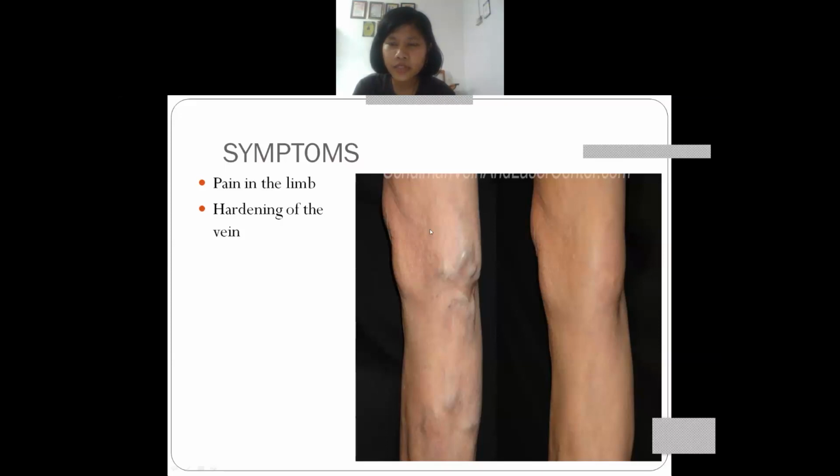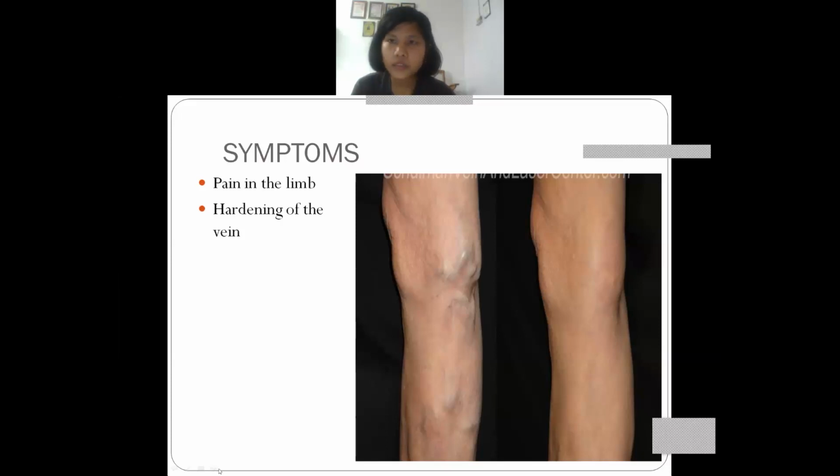And next is hardening of the vein. Why? Since there is a blood clot and the blood is accumulating, pooling in one particular place, the veins will be hard. It will be hard compared to the normal leg. This is the normal leg and this is the abnormal leg, which you will find in superficial thrombophlebitis. Because of the blood clot, the vein will get hard, hard, hard. Did you understand?